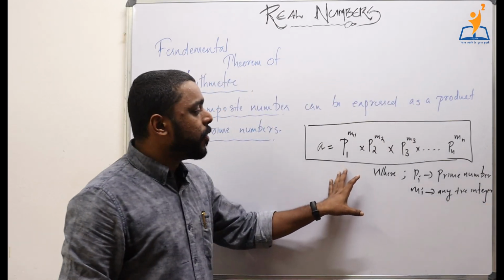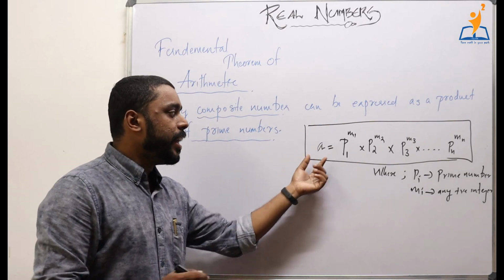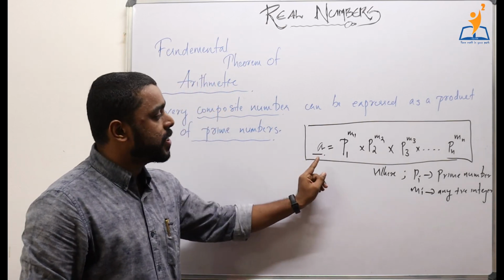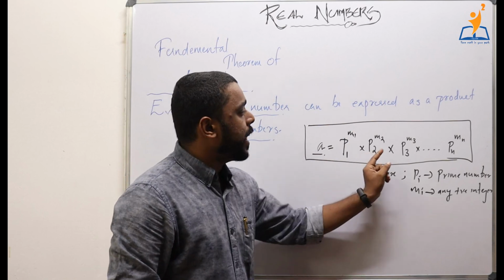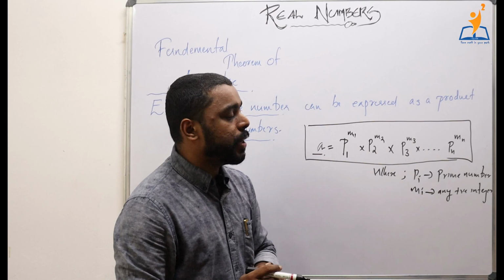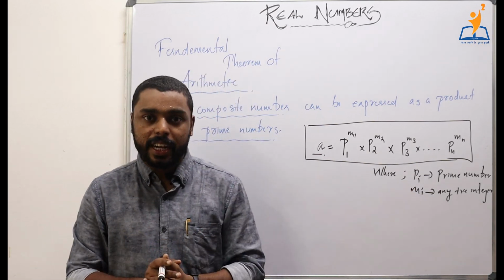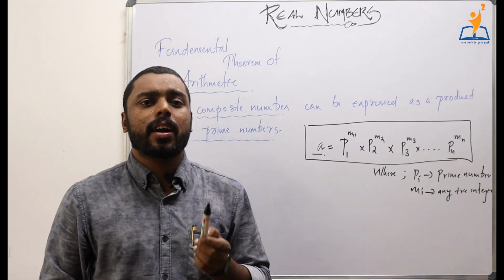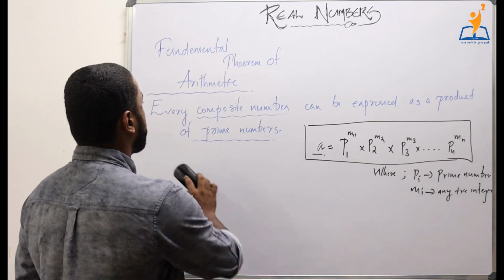So the algebraic form of the fundamental theorem of arithmetic can be expressed as, for any composite number a, it gets an expression of the form a is equal to p1 raised to m1 into p2 raised to m2 etc. into pn raised to mn, where pi is a prime number and mi is any positive integer. Is it clear? Now we shall check what is the use of the fundamental theorem of arithmetic.